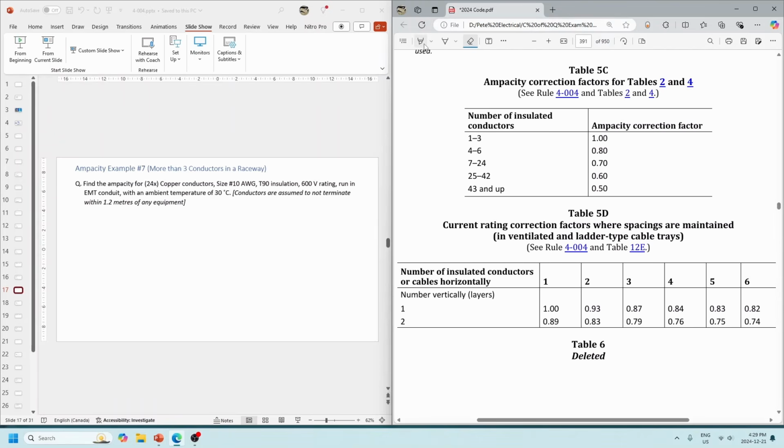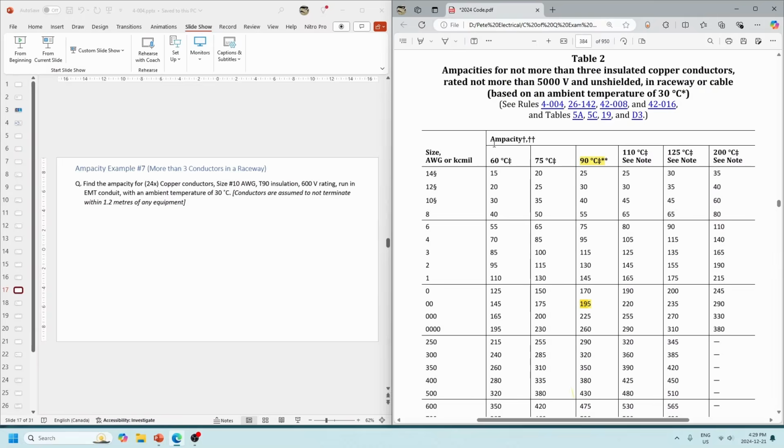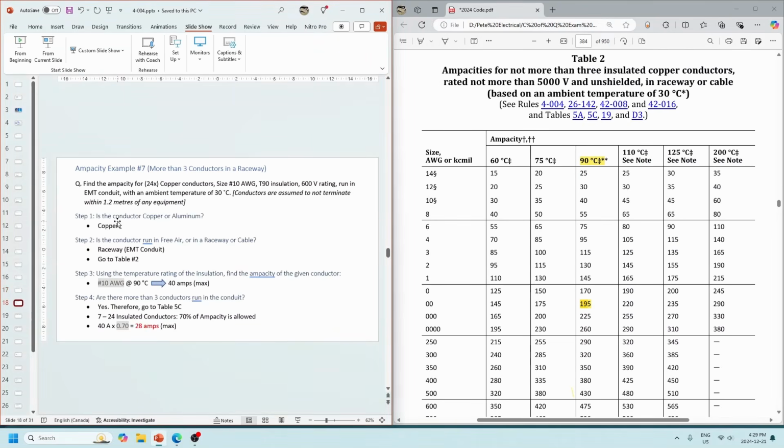But let's go to table 2. So answers are here. Let's walk through this. So we got copper. We're in a raceway being EMT conduit, so we're on table 2. And we got number 10s, and the insulation rating is T90, right? So we're in the 90 degree column. Let's erase the previous answer there. And we're going to look at number 10s. So number 10s are good for 40 amps, right? So we got 40 amps max, but we got a disgusting amount of conductors in the conduit.